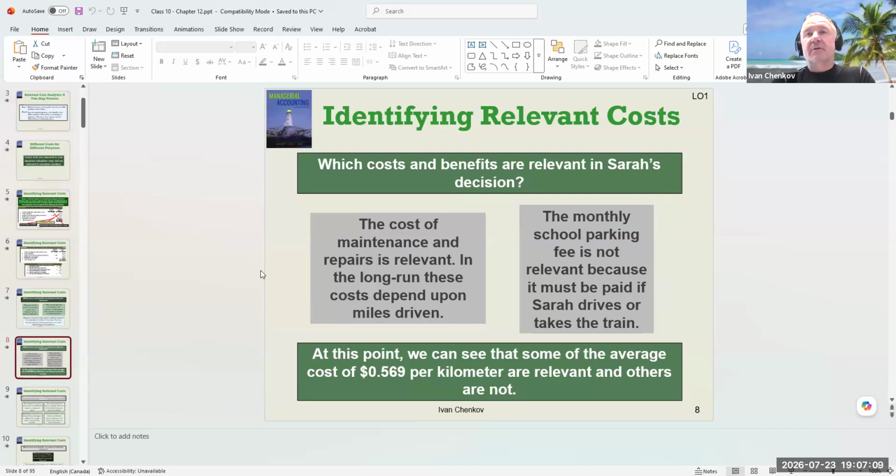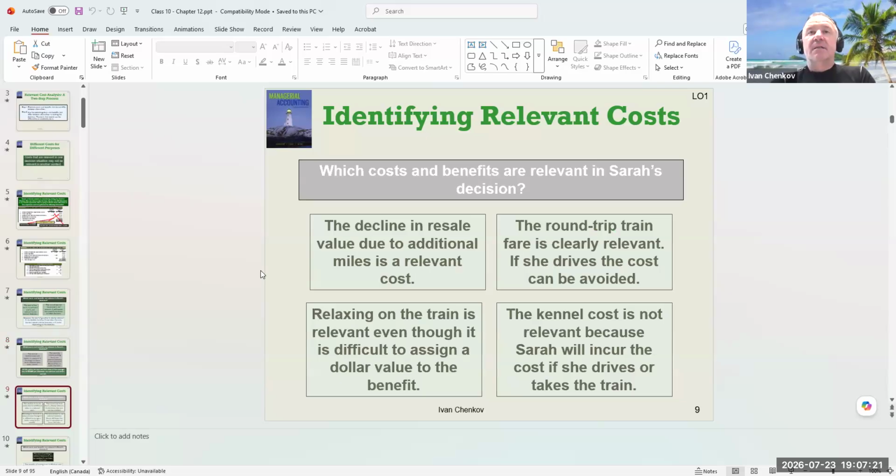Cost of the maintenance, definitely relevant. Monthly school parking, that's irrelevant since it has already been paid. That's a sunk cost, so that's irrelevant. What else? Declining resale value of the car, additional miles that she takes with the car. Yes, that's definitely a relevant cost. A round trip of the train, a relevant cost because that's the cost of the other alternative. Relaxing on the train, yes, there's some value. We cannot estimate it. We cannot measure it. So for that reason, we're going to leave it.